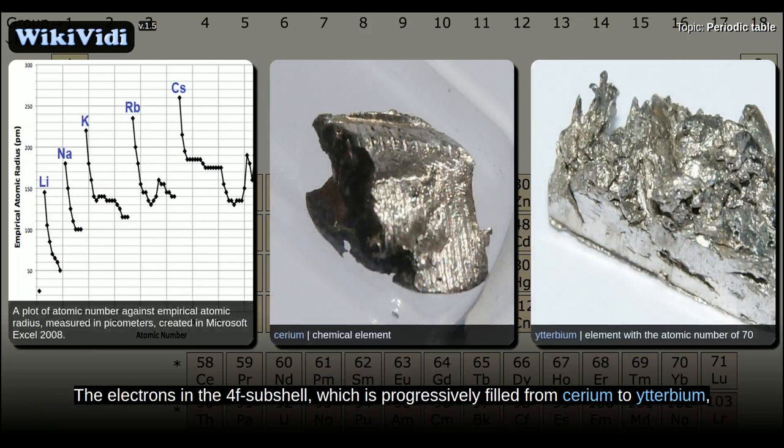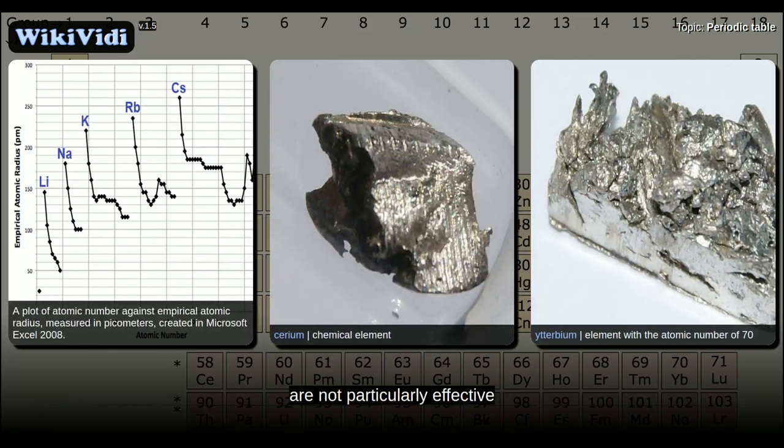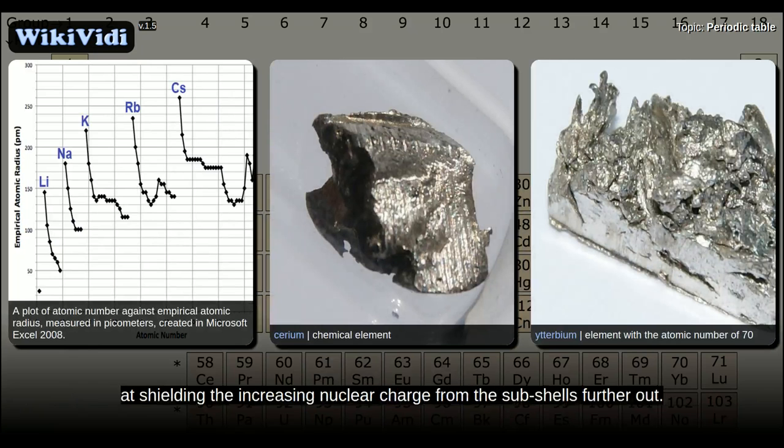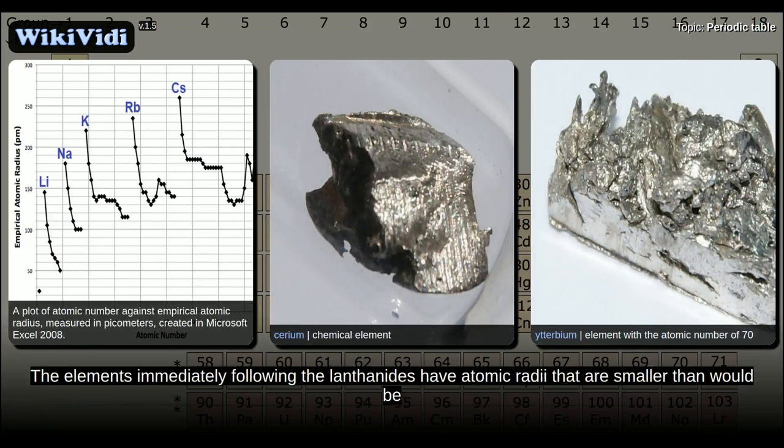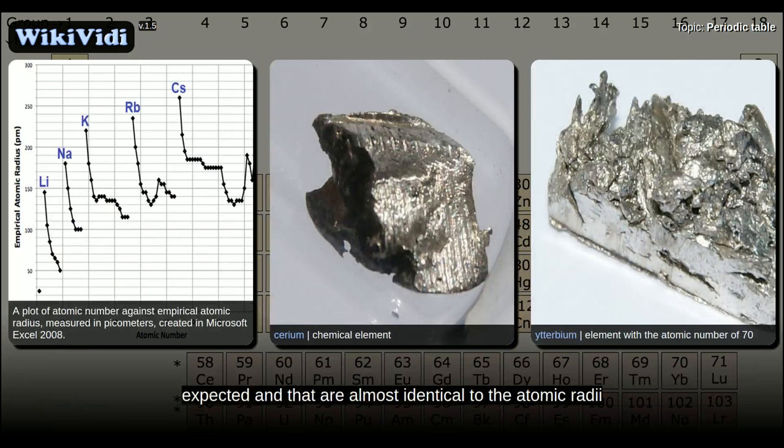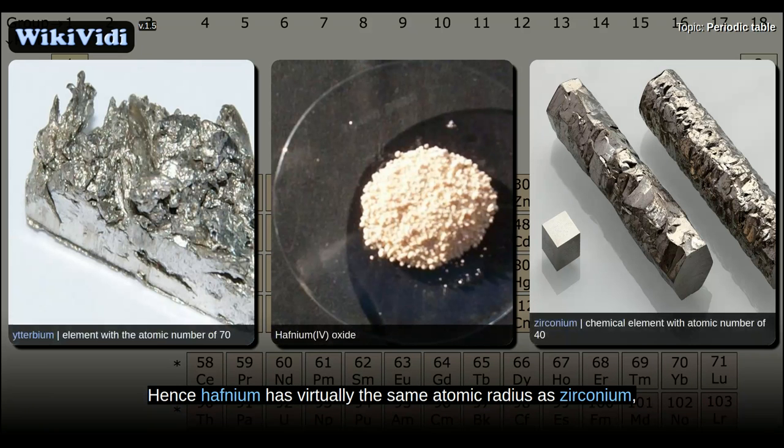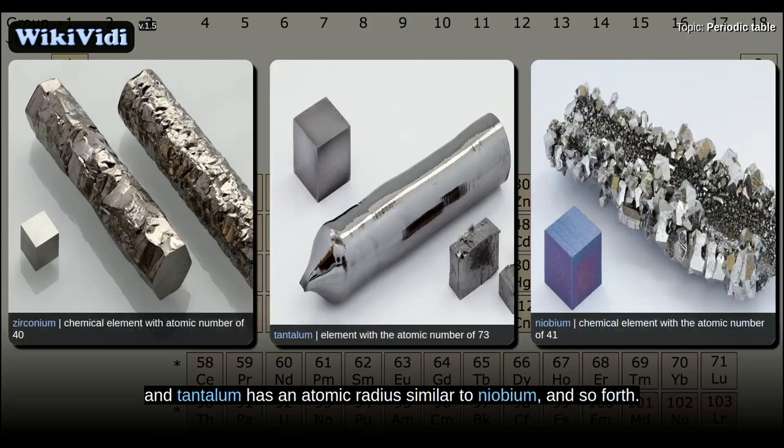The electrons in the 4f subshell, which is progressively filled from cerium to ytterbium, are not particularly effective at shielding the increasing nuclear charge from the subshells further out. The elements immediately following the lanthanides have atomic radii that are smaller than would be expected and that are almost identical to the atomic radii of the elements immediately above them. Hence hafnium has virtually the same atomic radius as zirconium, and tantalum has an atomic radius similar to niobium, and so forth. This is known as the lanthanide contraction.